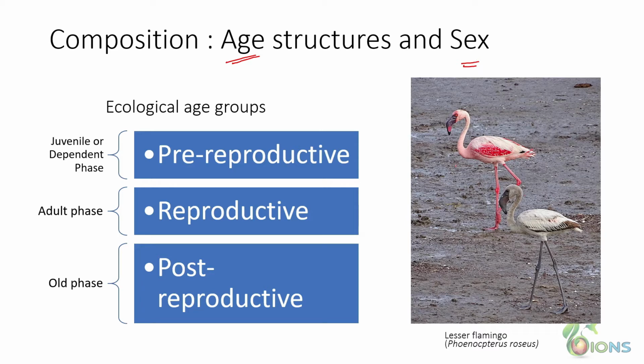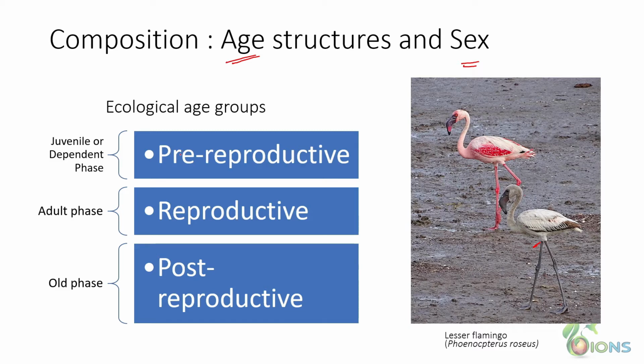Okay, so here is an example of lesser flamingo, which appears different because they have differential feather patterns. That is, in the case of adults, you will usually find them in pink color, while in the case of juveniles, they are usually gray or drab colors.